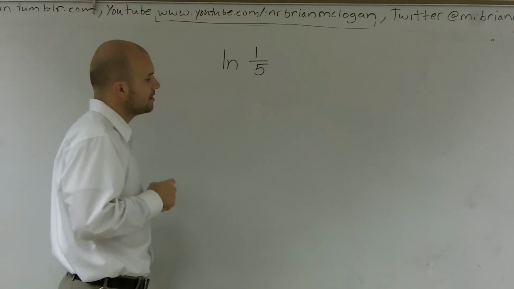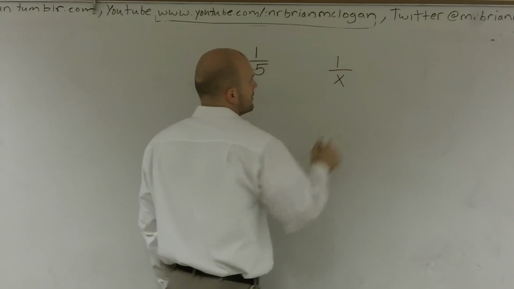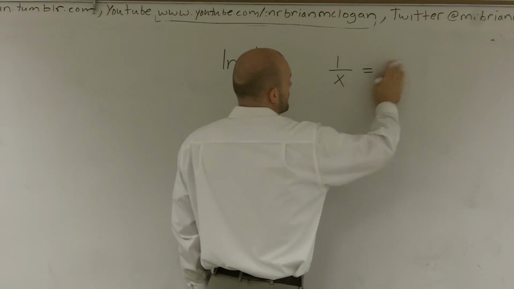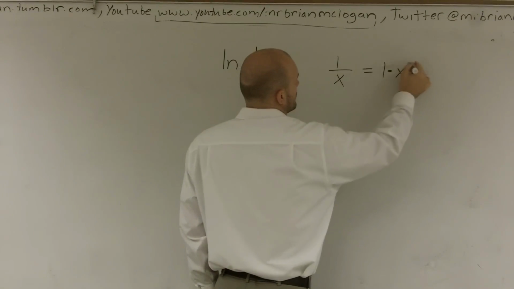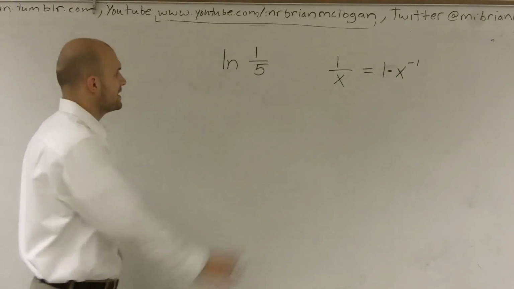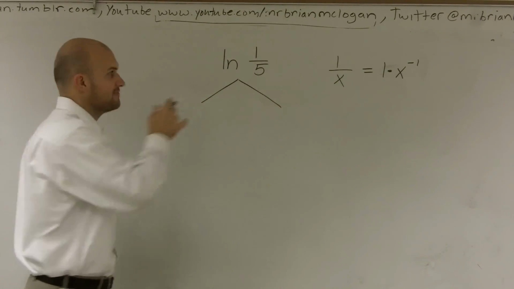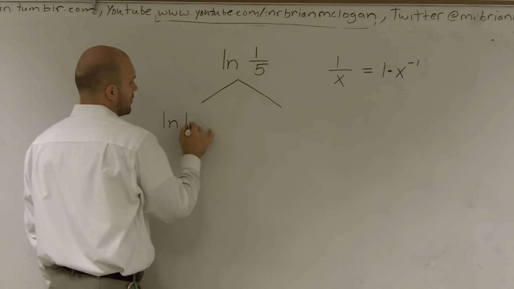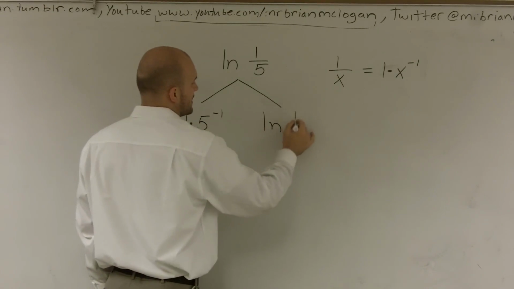A couple things we need to remember. One thing is, any number as a denominator can always be written up in the numerator with a negative exponent. So for this problem, I'm going to do this two different ways. I'm going to first change my 5 to 5 to the negative first power. So I'm going to say ln of 1 times 5 to the negative first power. Then here I'm going to solve it as ln of 1 over 5.